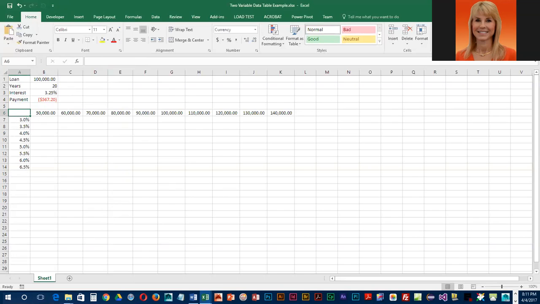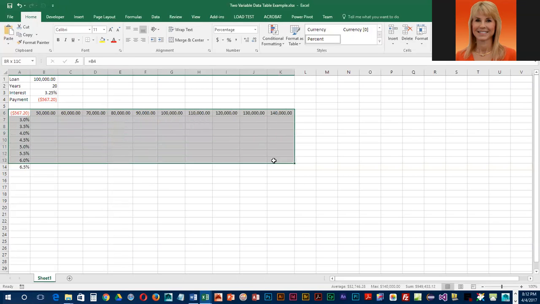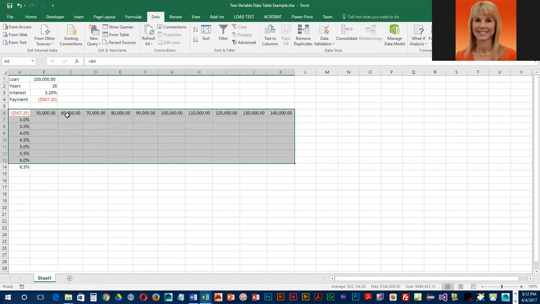So I'm going to key in an equal sign, and I'm going to click on the equation and press enter. So I've created a linking cell. And then what I'm going to do is highlight the entire table. I'm going to go into data, highlight the entire table again here. We'll go into data, what if analysis, and data table.